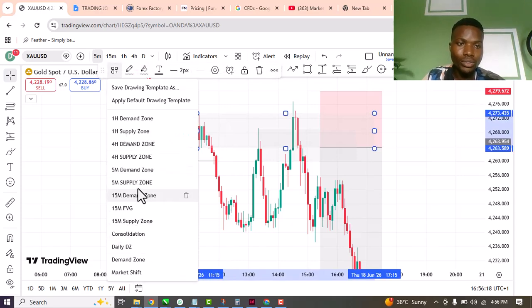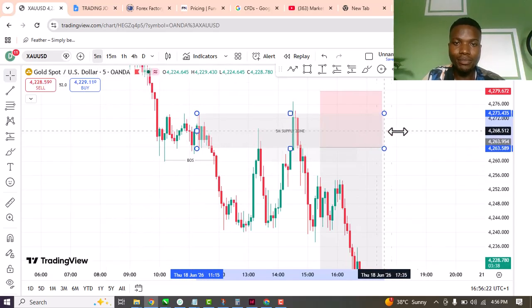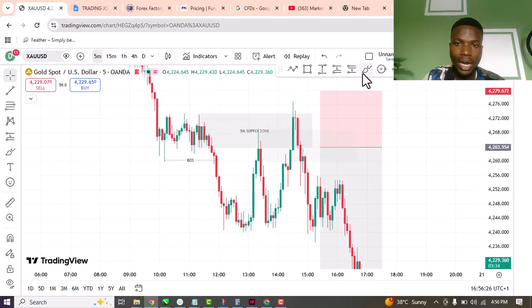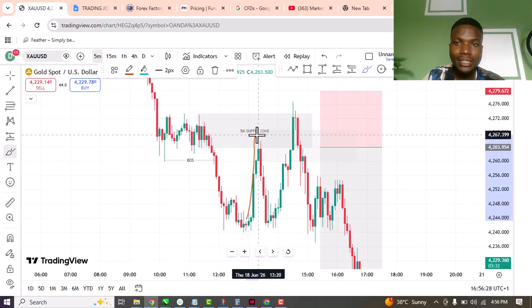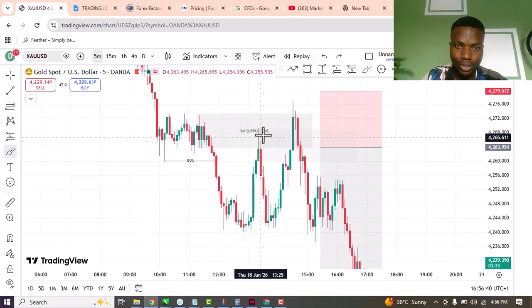Let me just mark that out so that you'll be able to differentiate it. So this is the 5 minutes supply zone. Can you see that? So this is my 5 minutes supply zone around there. So when I saw price tap into this zone, I waited for price to react very well. Now I didn't enter at this level right here, at this current price right here.